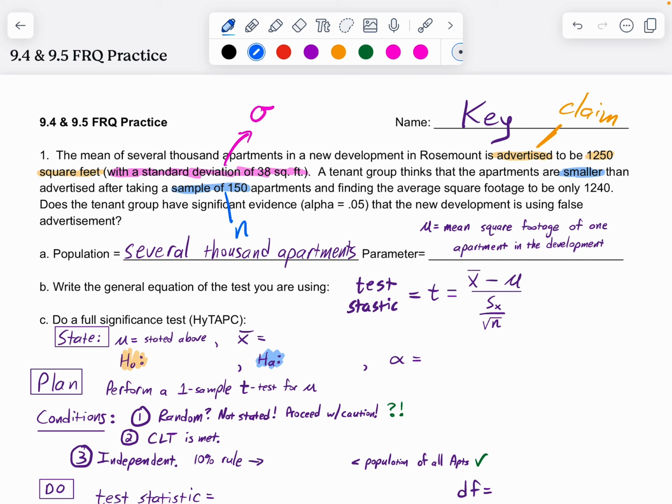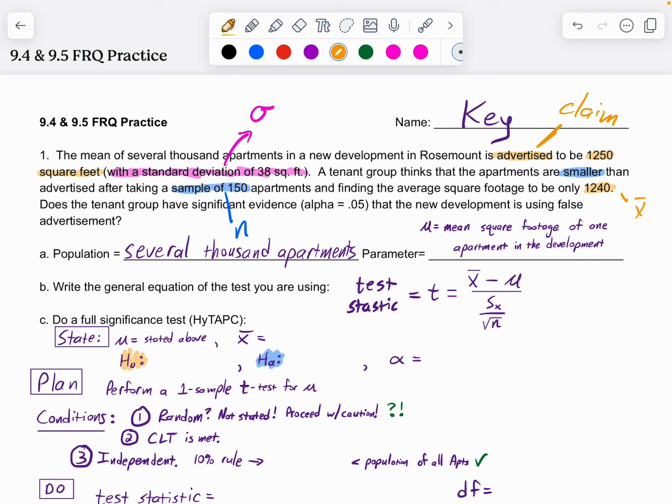Okay, and they found an average square footage to be only 1240. Okay, what color do I want to use now? I don't know. Orange. So 1240 is the statistic that is X bar. Does the tenant group have significant evidence at the alpha level of 0.05 that the new development is false advertising?